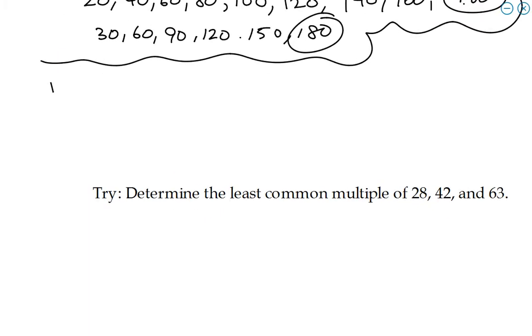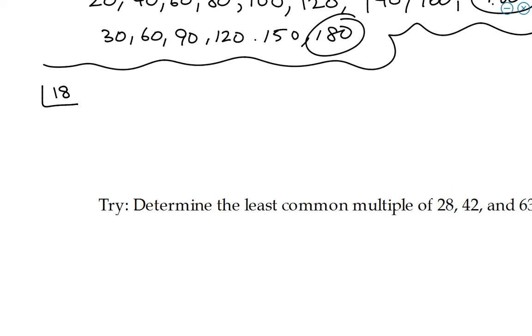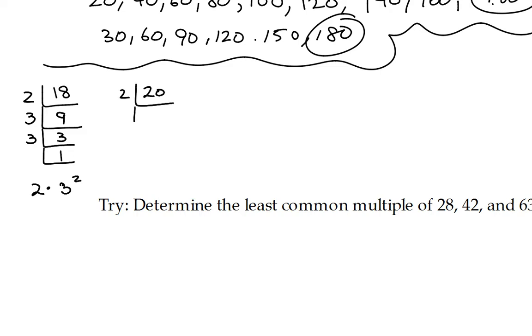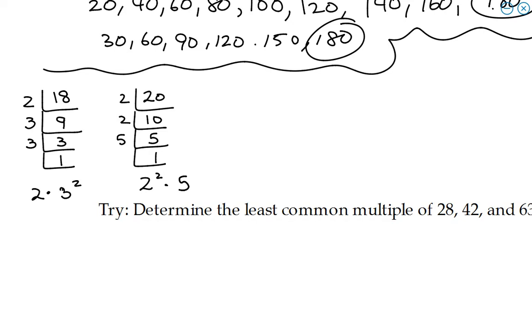Okay. Break down 18. Divide by 2, you get 9. Divide by 3, you get 3. Take out the 3, you get 1. So that one's done. 2 times 3 squared. All right, do the next one. Do 20. Divide by 2, you get 10. Divide by 2, you get 5. Divide by 5, you get 1. That one's done. 2 squared times 5.